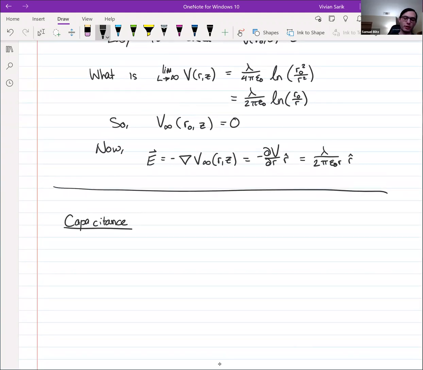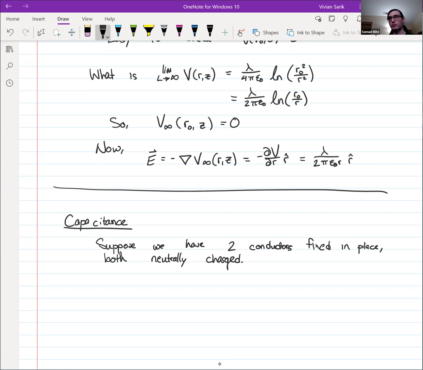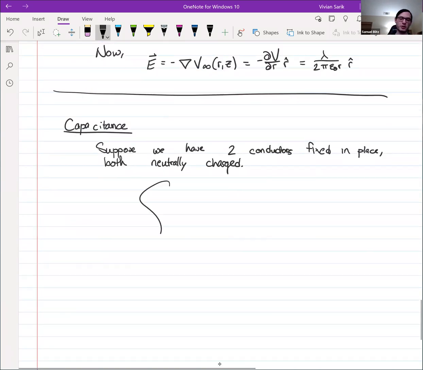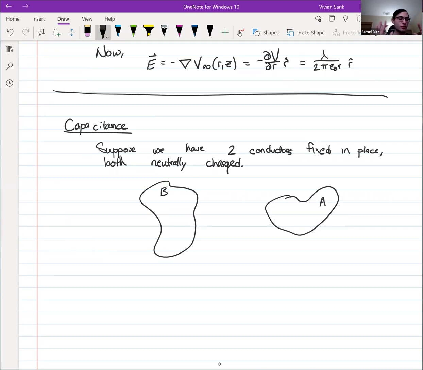So let's suppose that we have two conductors fixed in place, like they're glued down or whatever, and they're both neutrally charged. They have no net charge. I'm just going to draw a picture. Here's conductor B. Here's conductor A. Okay, so far so good.